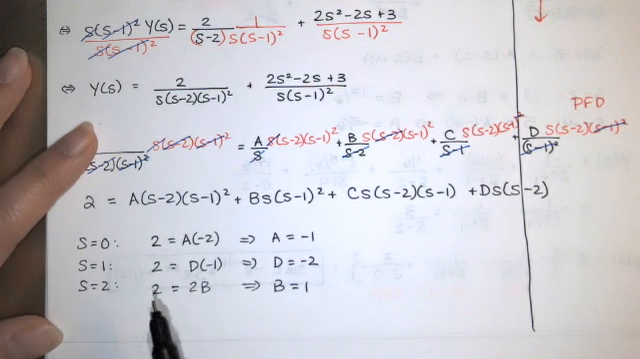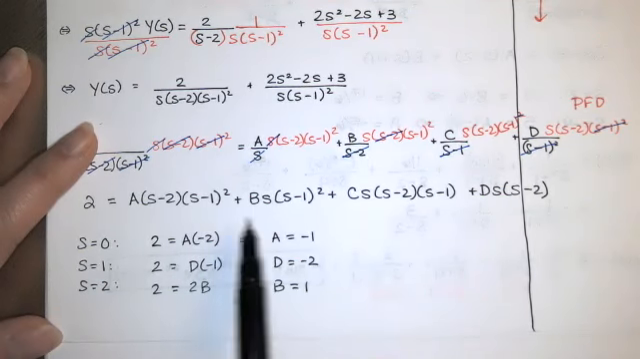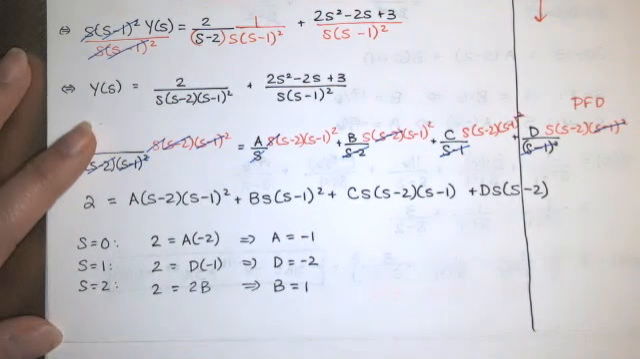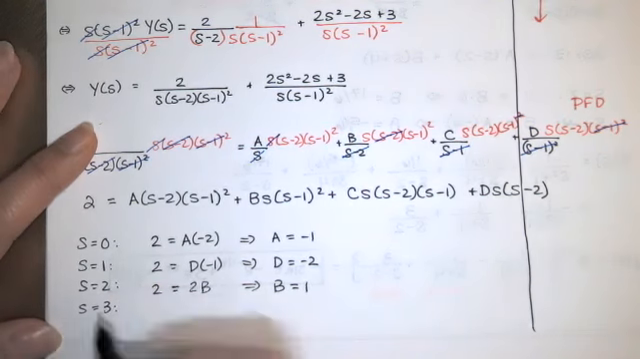Or we could just pick a value of s that's not on this list. Now, normally I would choose s equals 0 or s equals 1, but we've already chosen those because those values of s cause the factors to be 0. Now you just pick a different value of s. Let's just choose s equals 3. Why not s equals 3?